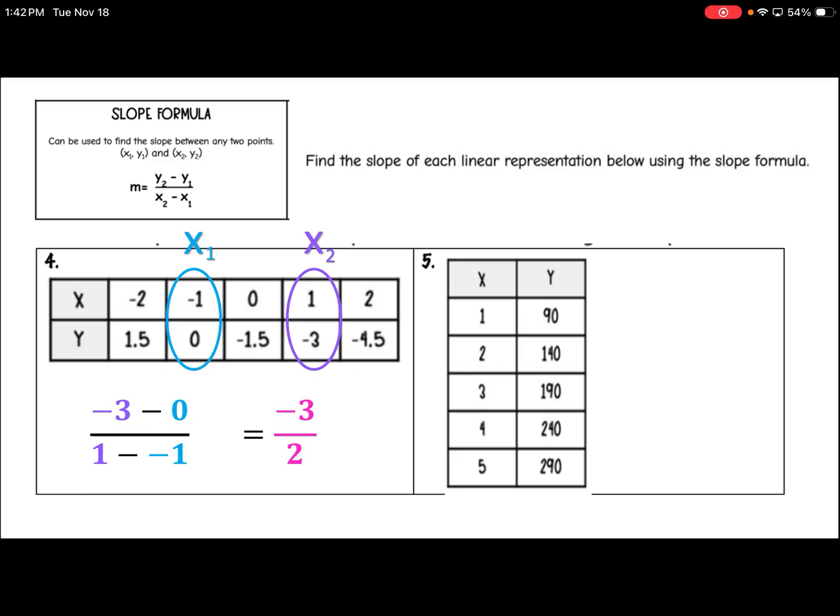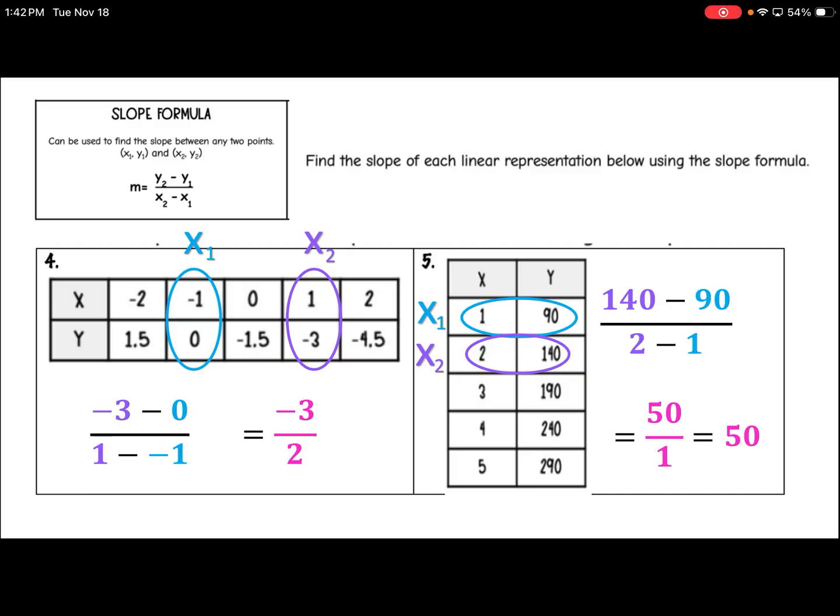I picked the first two. Do I care if you didn't pick the first two? No. But I just usually start at the top. What is 140 minus 90? 50. And what is 2 minus 1? 1. No matter which ones you picked, you should have ended up with 50.